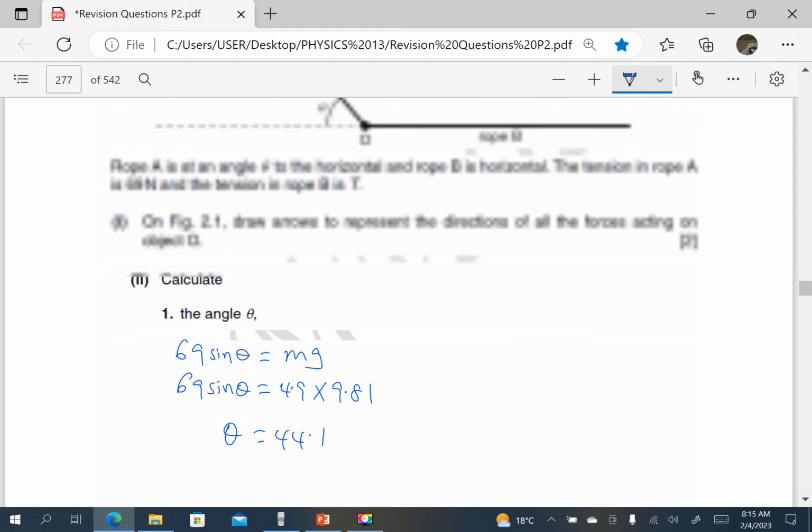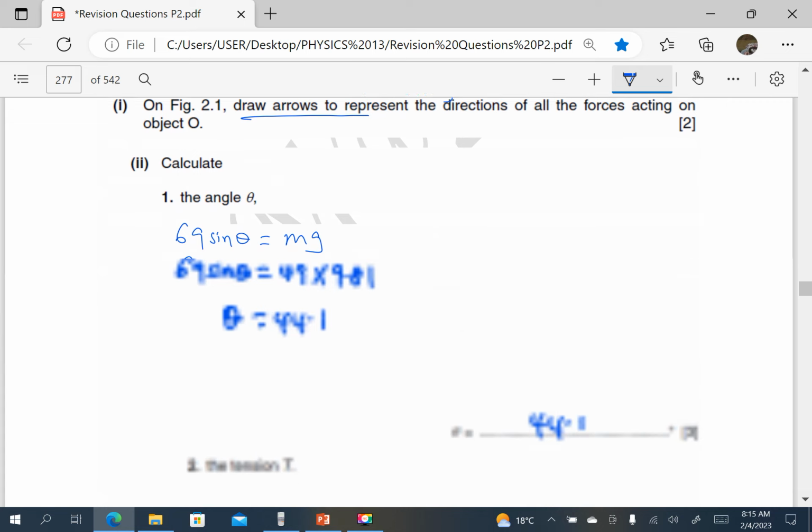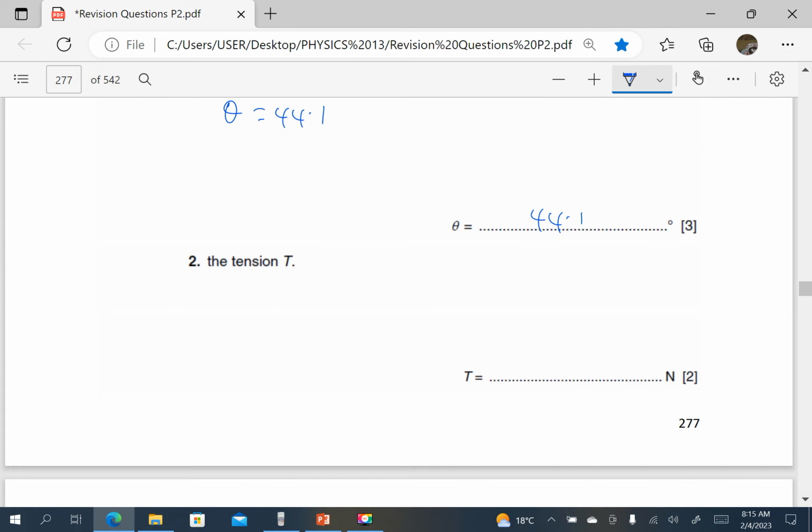Then the tension, so it means I'm going to resolve in the horizontal. The tension T. T is the tension in B, so I called it TB. Let me reverse it to be just T. So I have to resolve 69 into the horizontal. When I resolve 69 in the horizontal, pointing to this side, it will be 69 cos theta. 69 cos theta should be equal to the tension T. So T is going to be equal to 69 cos theta, which will be 69 cos of 44.1.